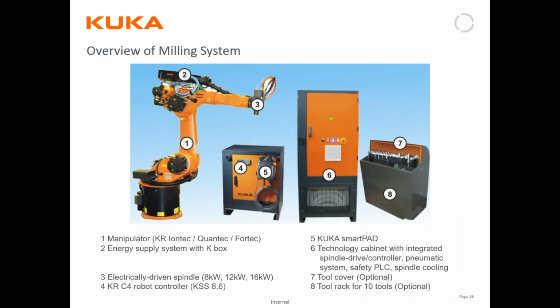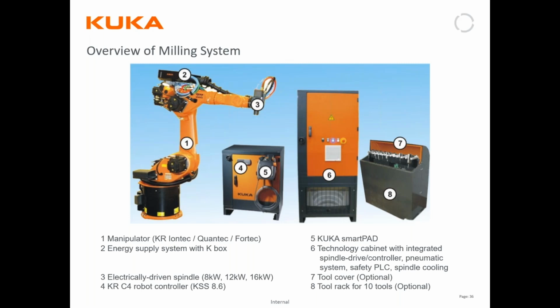Then comes our milling system. I'll talk about the overview of a milling system a bit. Here, the first one, what you see on the screen is the manipulator. It can be IronTech or Fortec or Quantec. We have the energy supply system with the K box. The third one is the electrically driven spindle. The fourth one is the controller. The fifth one is your Smartpad. The sixth one is the technology cabinet with integrated safe PLC and pneumatic systems. The seventh one is the tool cover, and the eighth one is the tool rack with 10 tools.